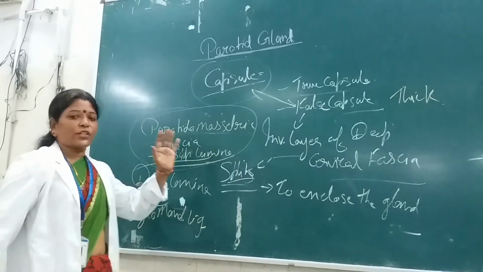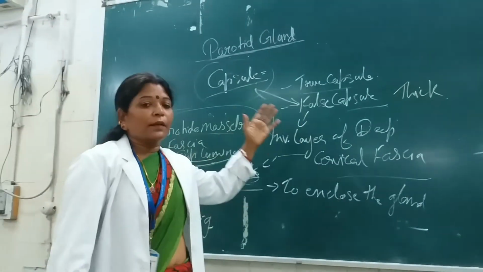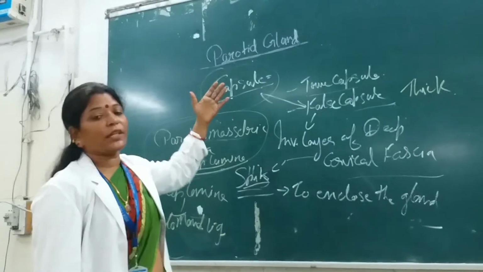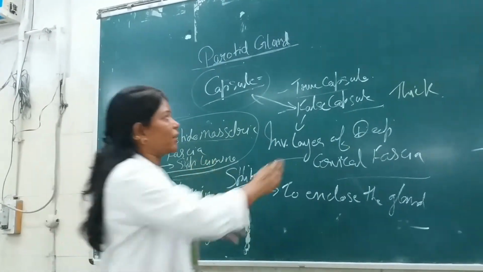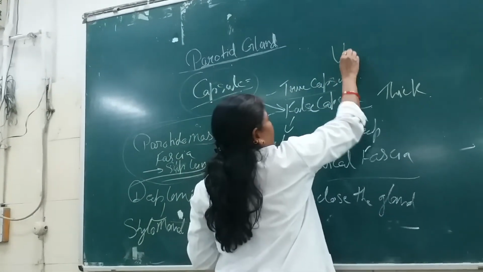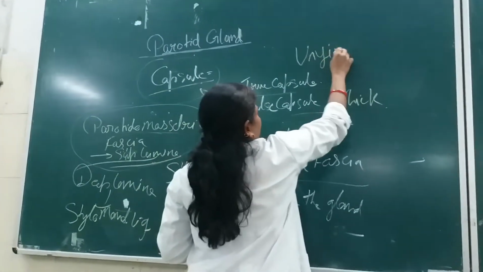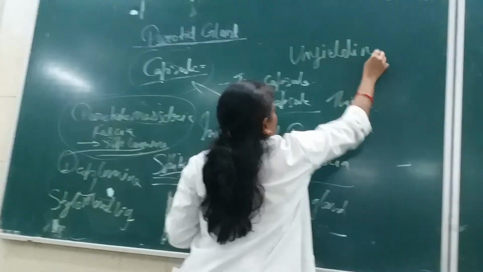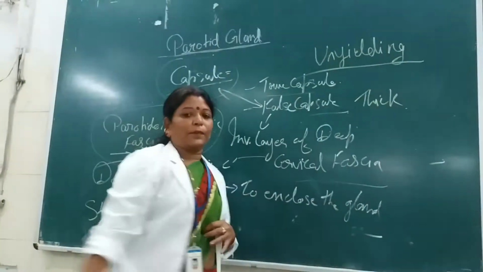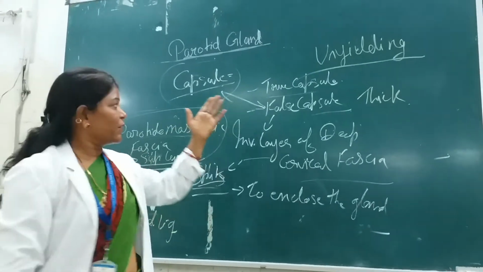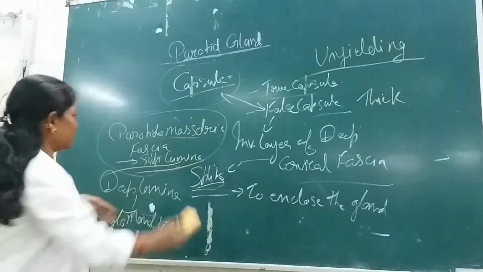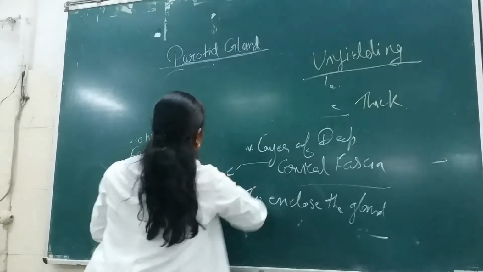Now, moving forward, the character of this parotid fascia is that it is unyielding, it can't stretch. So the unyielding nature is a very important point. That's why the inflammation of the parotid gland is very painful. We will discuss the relations of the surfaces hereafter.